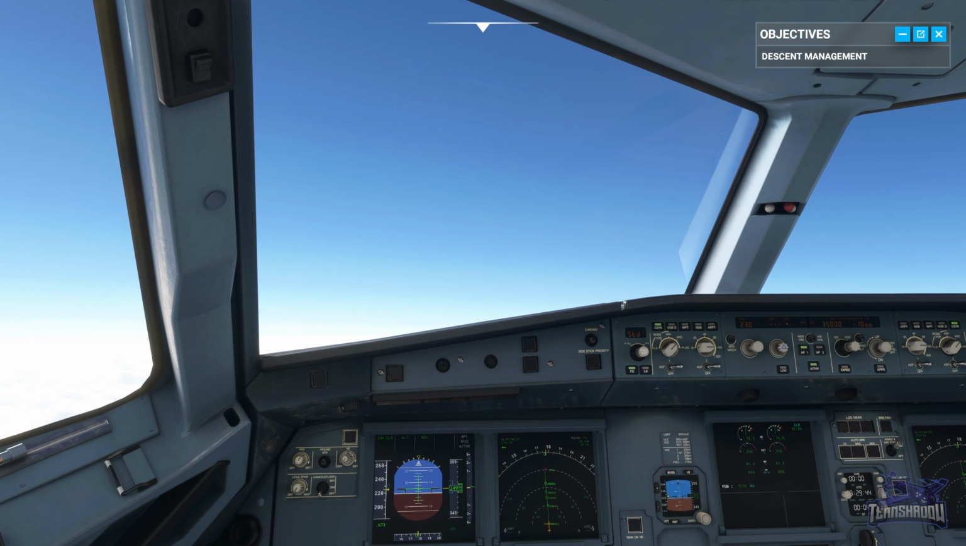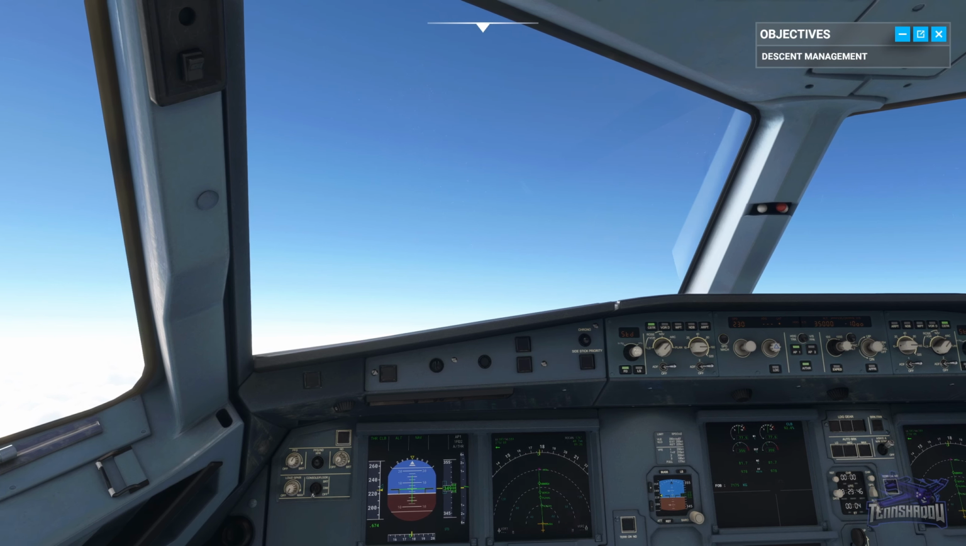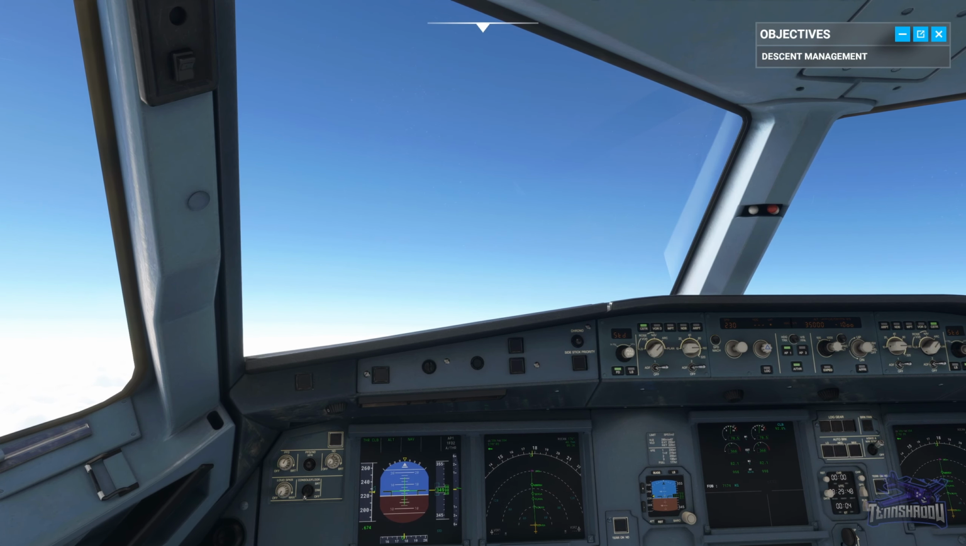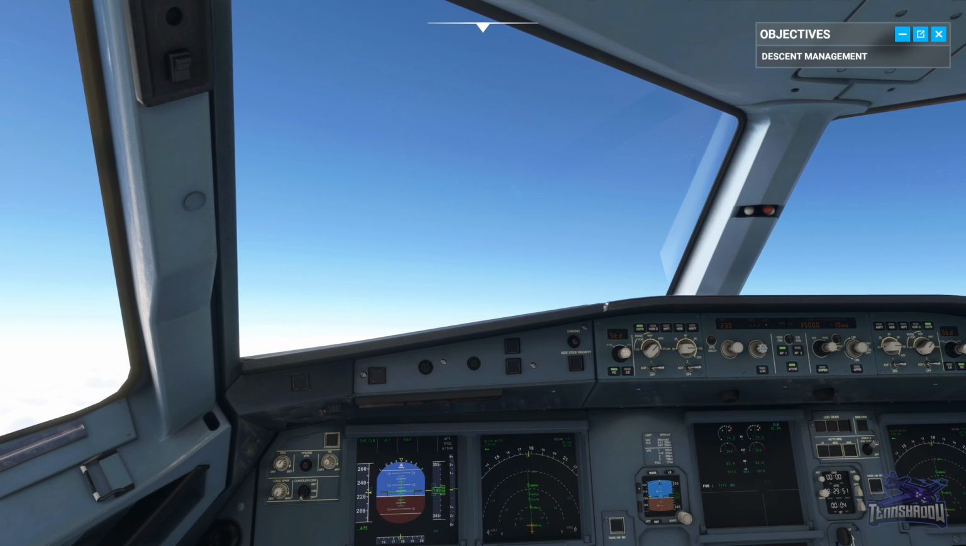Jetliner 488, descend flight level 200. Descending flight level 200, Jetliner 488.